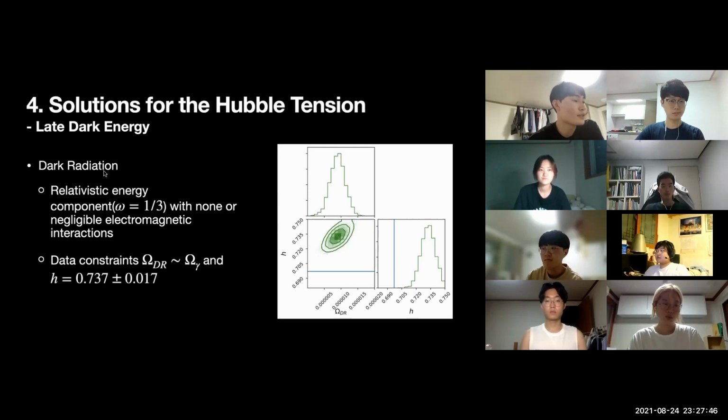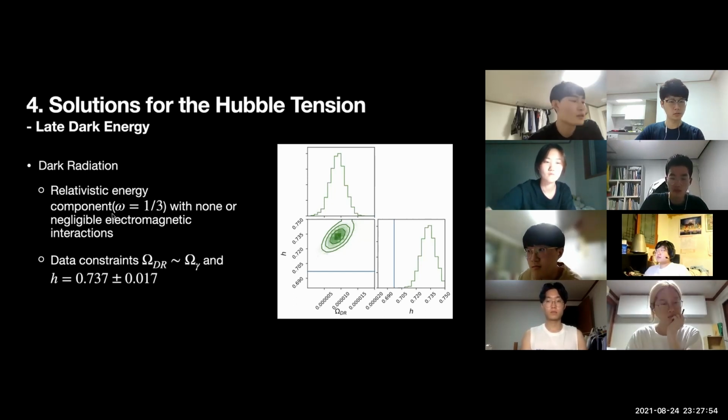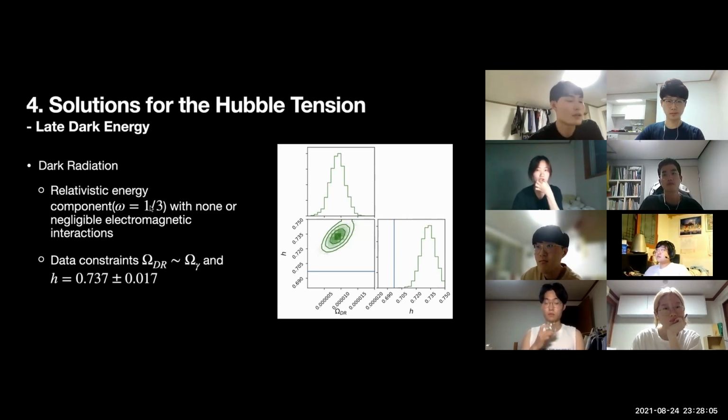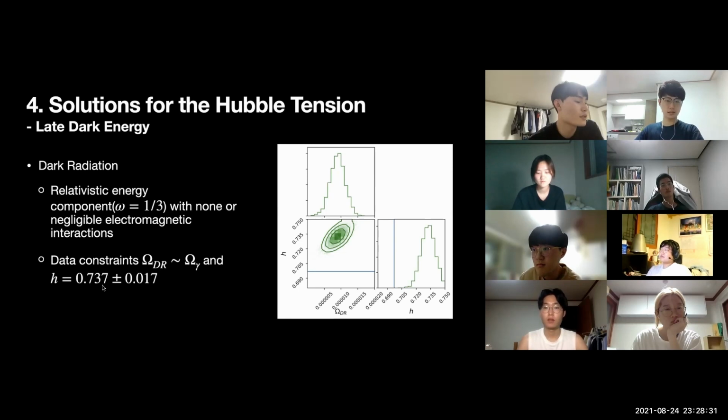One of these theories is dark radiation. It assumes there is an unknown relativistic energy component. Relativistic means it functions like radiation, which has an equation of state of 1/3, but it does not interact through electromagnetic forces. And comparing with the current data, astronomers found that it should have a density of the order of radiation, and it can return an H value of 0.73, which is the same as the local measurement, the direct measurement of H naught.